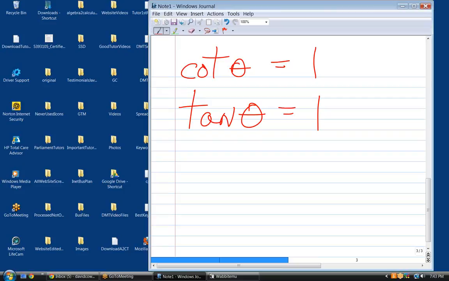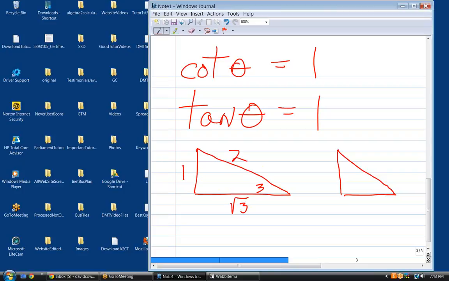So the question is where does this occur? Where is the tangent of theta equal to 1? And you can't use your calculator, so we want to use these two triangles again. Which angle is the tangent equal to 1? That would be 45. Correct. So theta equals 45 degrees.